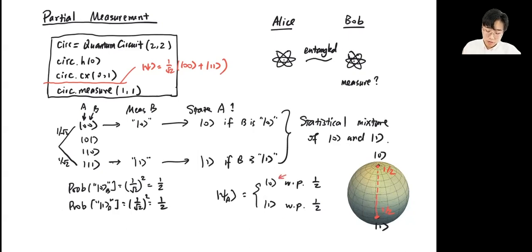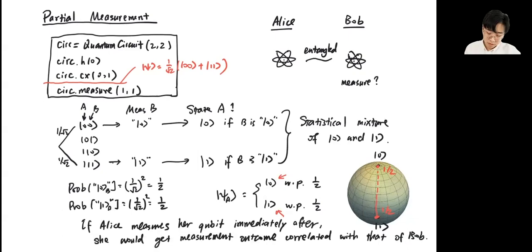Great. So now if Alice decides to measure her qubit, we know that in the first case, she will measure 0. In the second case, she will measure 1. In other words, if Alice measures her qubit immediately after Bob's measurement, she would get a measurement outcome that is correlated with that of Bob. That is why we say the measurement outcome of an entangled quantum state is correlated.